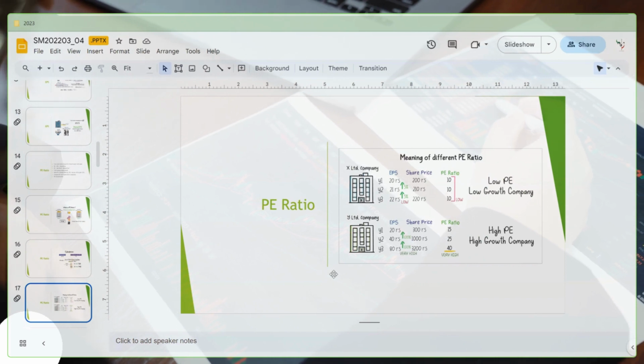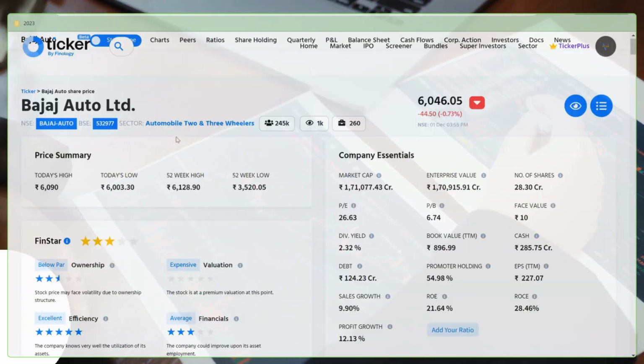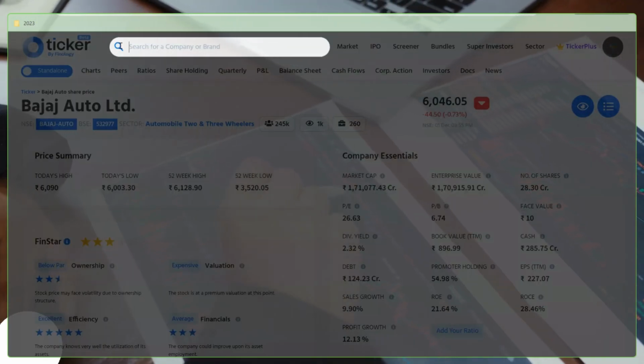Vijay, SBI PE ratio is 8.21. Is it good? Very good. Yes, based on that, SBI has potential and many analysts are recommending it.